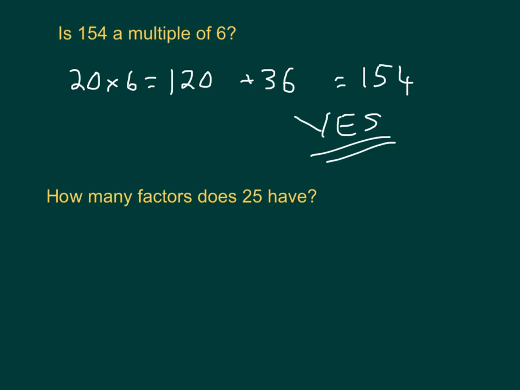And the final question, how many factors does 25 have? Well, 1 times 25 is 25, and also 5, because 5 times 5 is 25. Now notice there's an odd number of factors, 3 factors, and that's because 25 is a square number. 5 times 5 is 25, but that's only 1 factor.